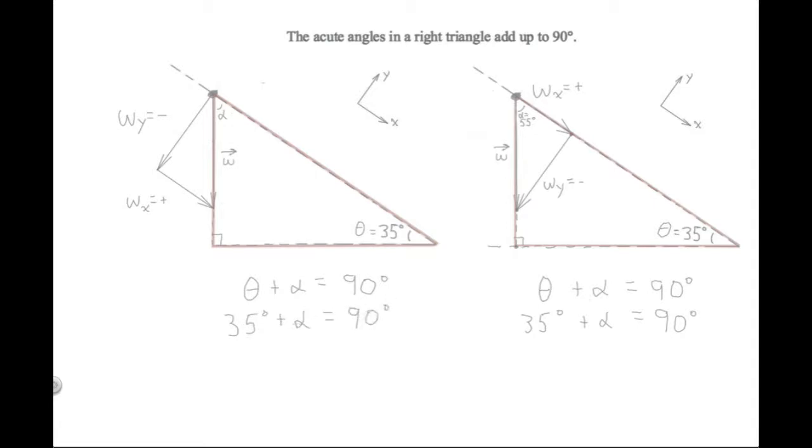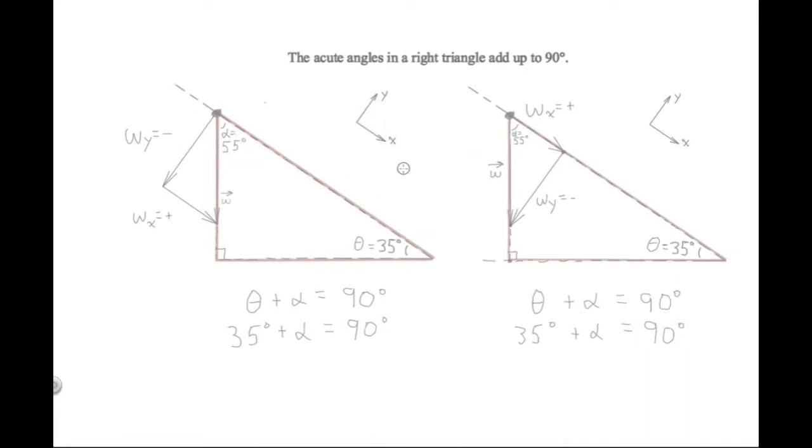So that tells us that alpha is 90 minus 35. So we know that alpha is 55 degrees, and we should add that to our sketch. Alpha is 90 minus 35, which is 55 degrees. So far, the logic on this side is exactly the same as the logic that we used to find alpha on this side.